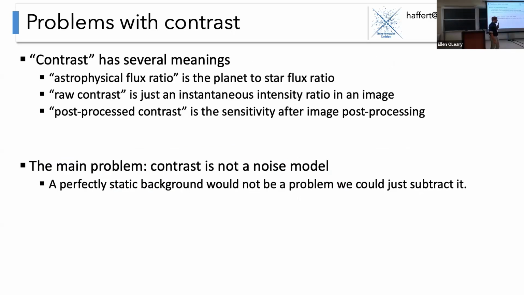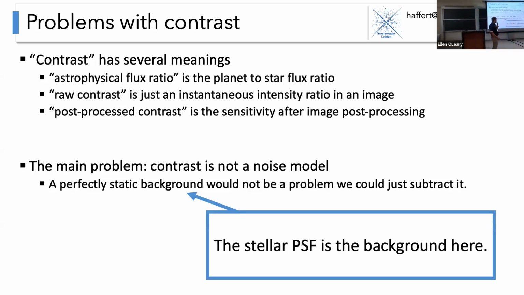So if we are talking about contrast, we are actually hitting a sort of problem, because contrast has many different meanings. So it's always very good to specify it. But then there's a fundamental issue with just talking about contrast, and that is that contrast is not a noise model, because it's just some type of sensitivity that we reach. For example, if you have a perfectly static background, you could just subtract it out because it's static for infinity. For an infinite amount of time, you subtract it out, it's gone, and there are no problems. For example, if you have a perfect aberration-free PSF, then it's just a background that you subtract.